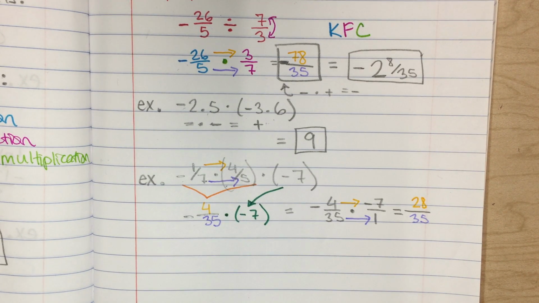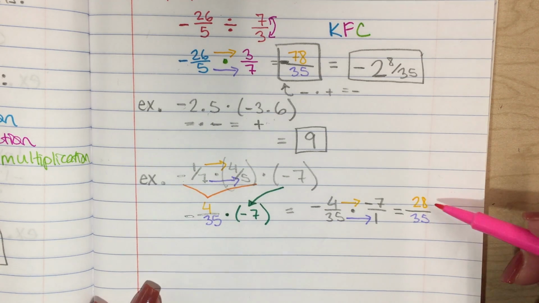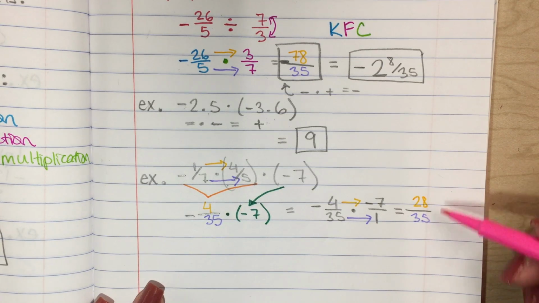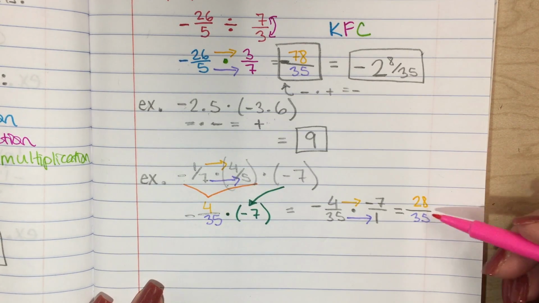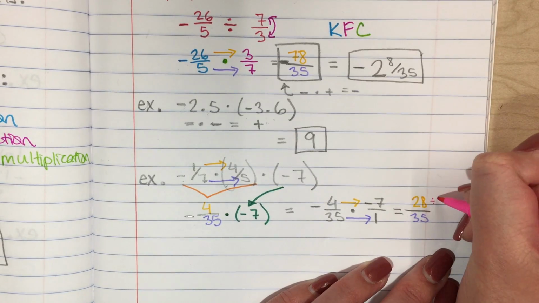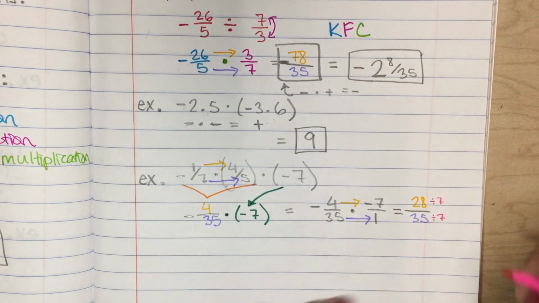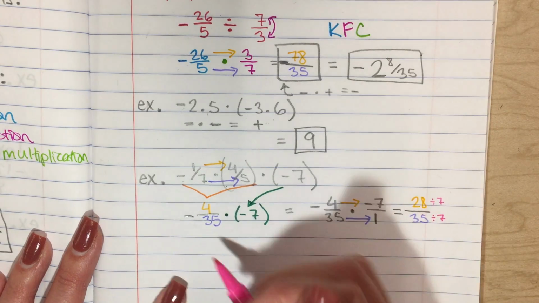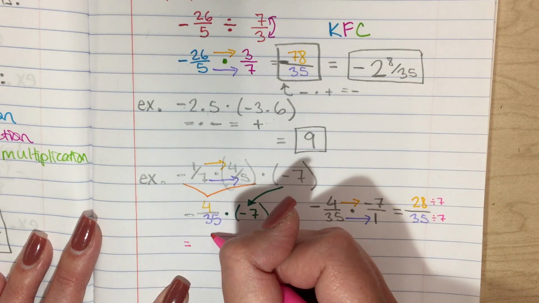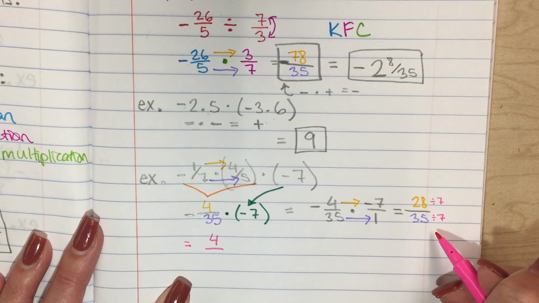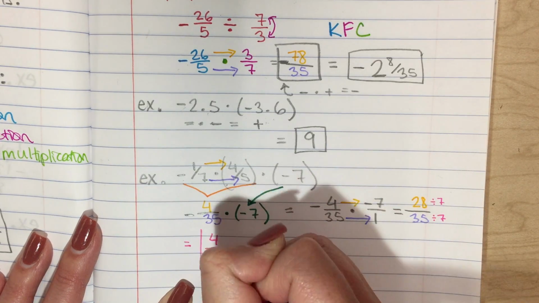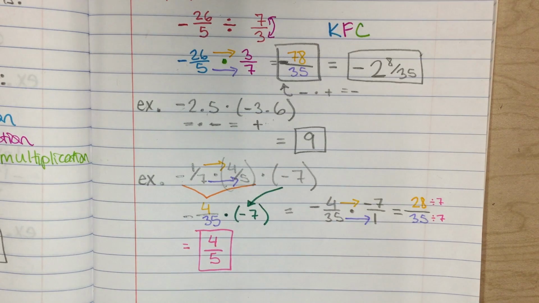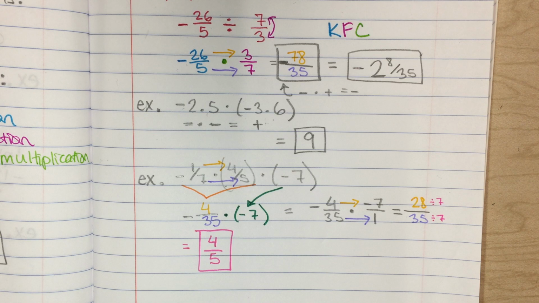The last thing I need to think about is if I can simplify this problem. I look, can anything divide into 28 and 35? Yes, I believe we can divide 28 by 7 and 35 by 7. So 28 divided by 7 gives us 4, and 35 divided by 7 gives us 5. So this becomes 4/5. It is not an improper fraction, so I don't even need to think about changing it to a mixed number. So we are done with this problem.